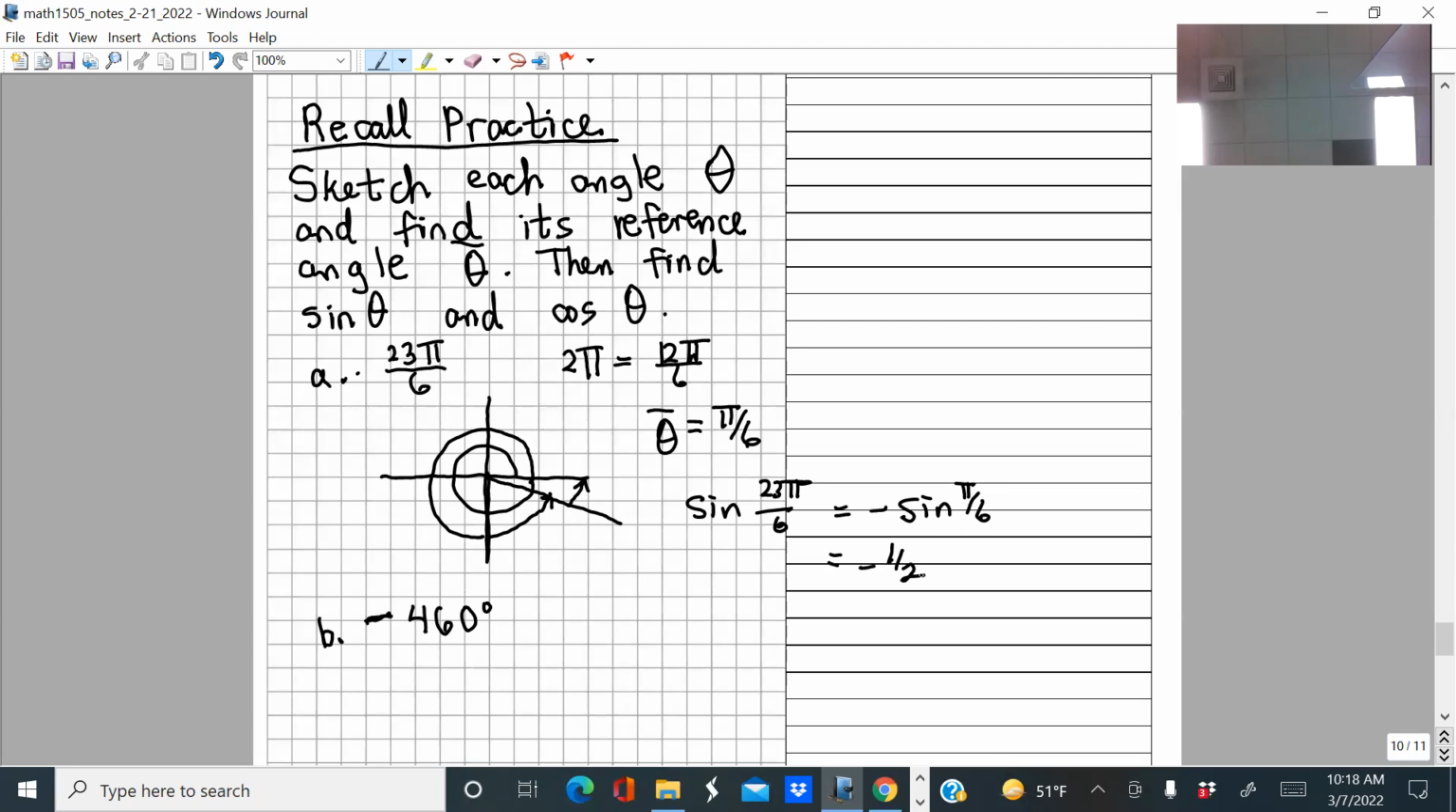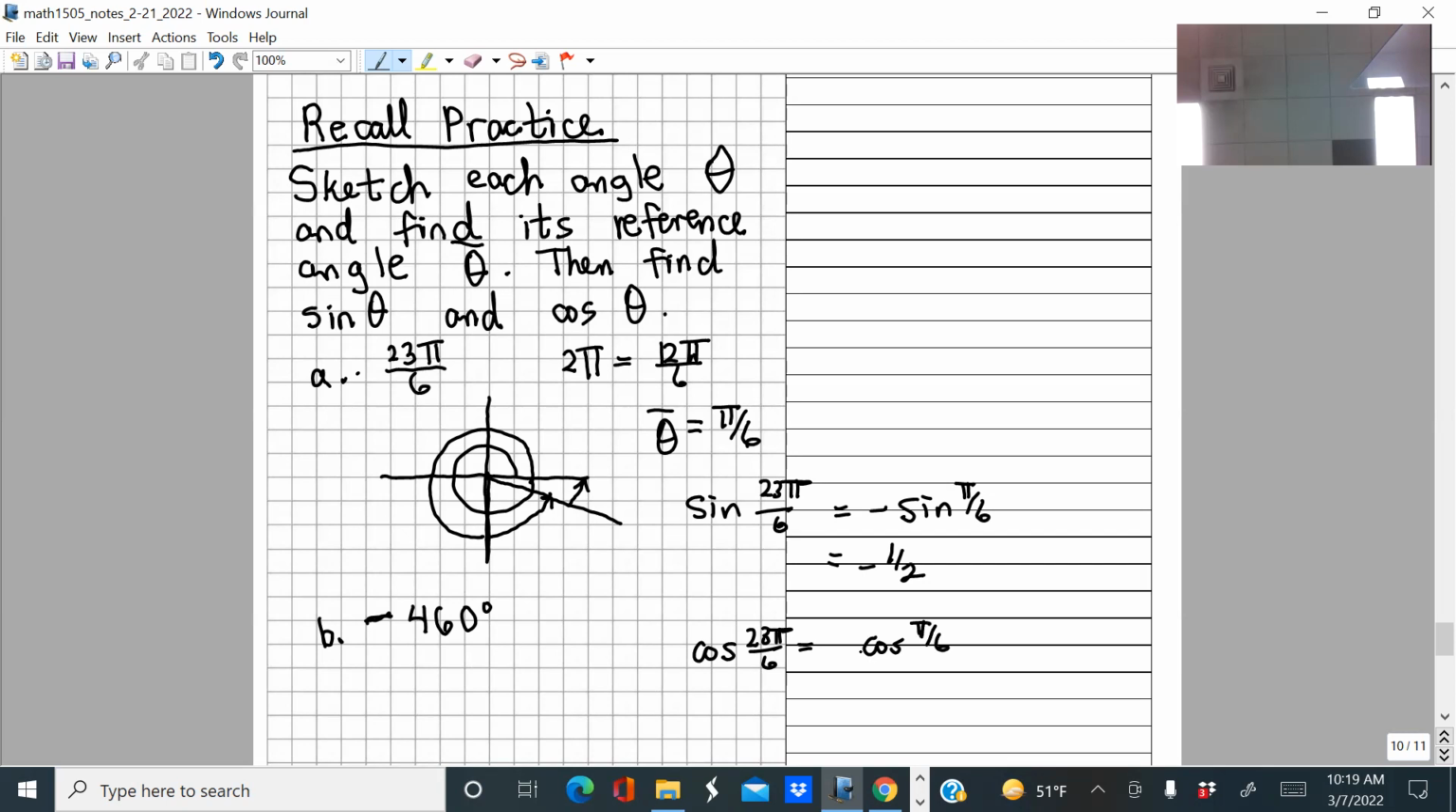Now, if you did that on your calculator, if you entered 23 pi over 6 and punched sine, the calculator would tell you minus 0.5. And minus 0.5 would also be exact in this case, because 1/2 is exactly the same as 0.5, right? Okay. So even on WebAssign, you could get the answer for the sine of 23 pi over 6 just from your calculator. But cosine is a little bit trickier, because cosine of 23 pi over 6 would be the same as the cosine of pi over 6.